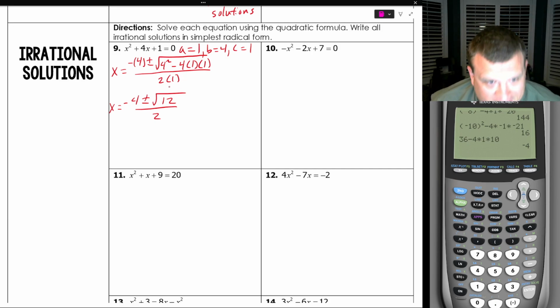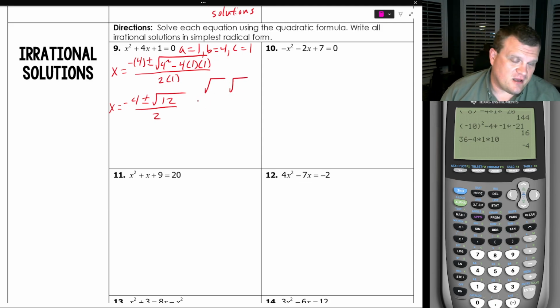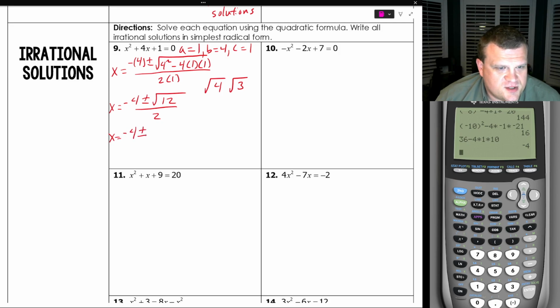All right? Hopefully, again, you remember back to your pre-algebra days on how to simplify basic radicals, right? We want to split this up into 2 radicals. First one's a perfect square. Second one is not. They multiply together to be whatever you're starting with. So this would be 4 and 3, right? 4 is a perfect square. 3 is what's left over. And 4 times 3 is 12, right? So the square root of 4 would be 2. So we would say x equals negative 4 plus or minus 2 root 3 all over 2. Okay? 2 root 3 all over 2.